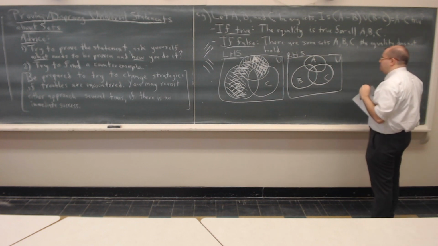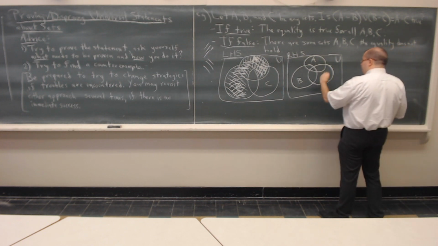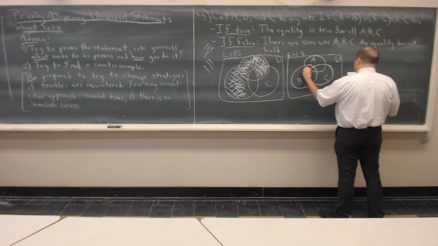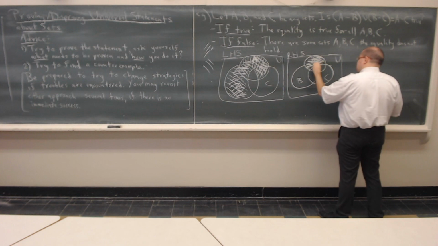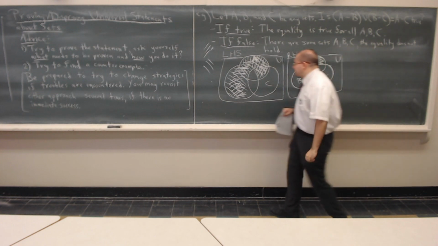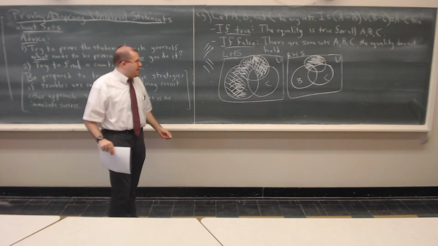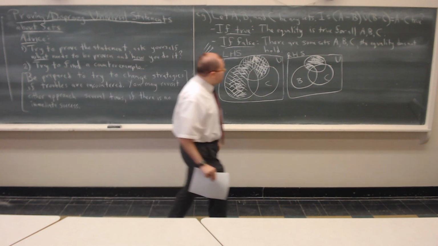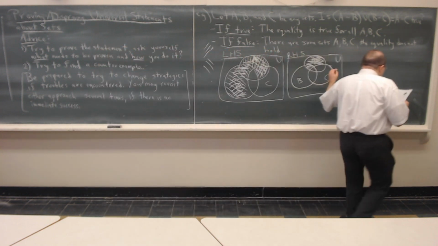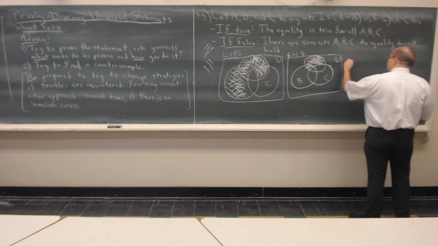Okay, A set minus C. Well, that's just A, removing all the elements from C. That one's easy. It just looks like this. Well, look at that. Look at these. They don't look the same, right? They're not the same Venn diagram. So this would immediately tell you, hey, look, probably this is false.